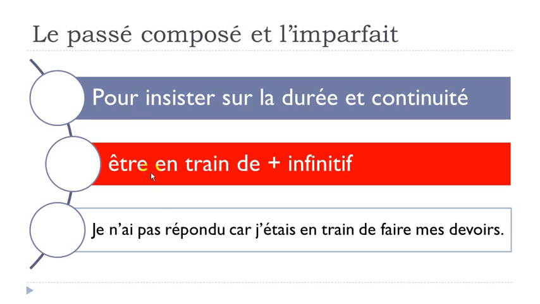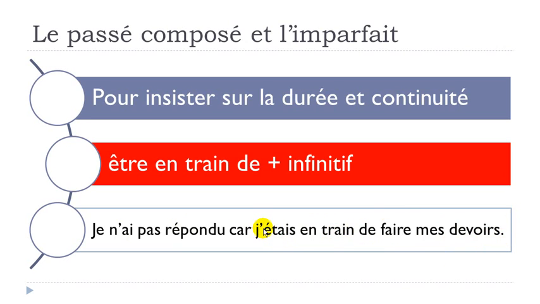Okay, and then same thing here. I wanted to make the difference between the two. So here you've got this passé composé. Je n'ai pas répondu. So répondre, to answer. Okay, maybe someone was calling on the phone. Je n'ai pas répondu, car, because j'étais en train de faire mes devoirs. Faire mes devoirs, to do my homework, okay? So, j'étais en train de faire mes devoirs.